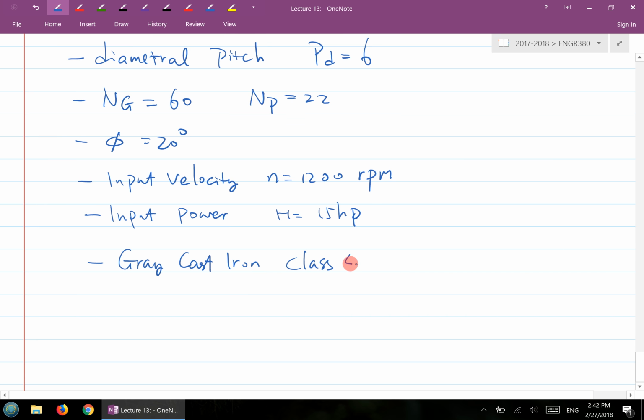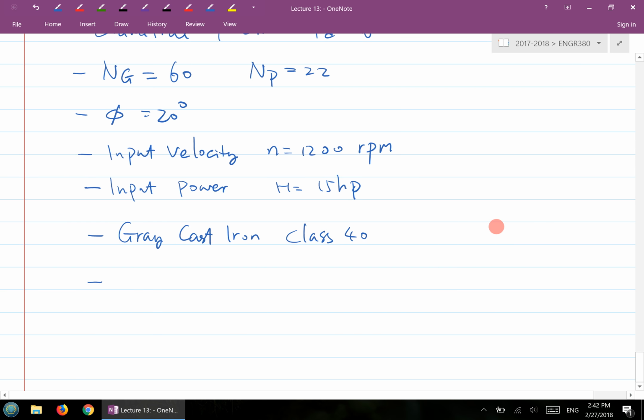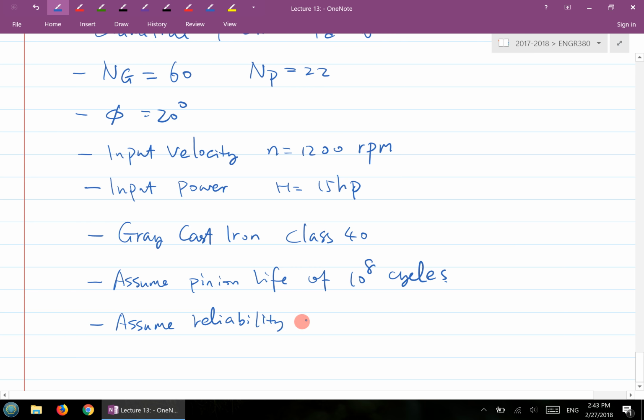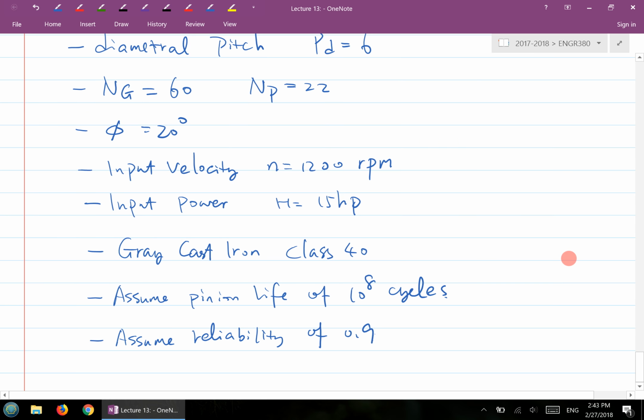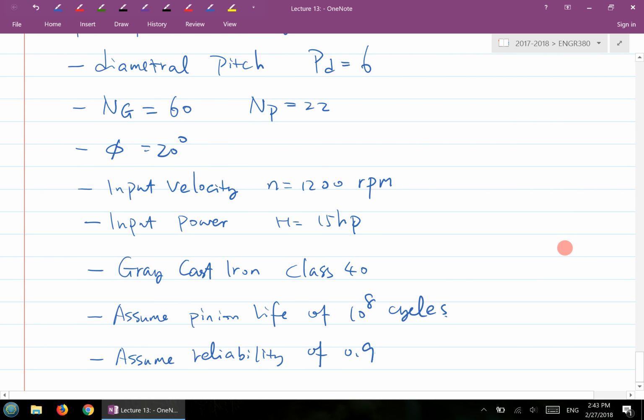Okay, class 40. We're going to assume pinion life of 10 to the power of 8 number of cycles. We're going to assume a reliability of 0.9. Okay, so that's all the parameters for this particular question. We'll make use of the parameters that are here for our analysis.